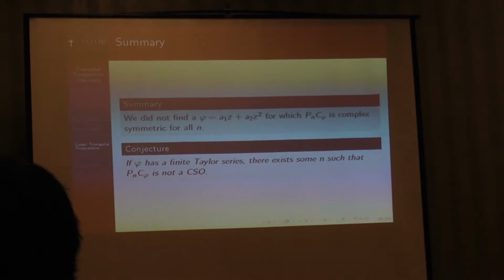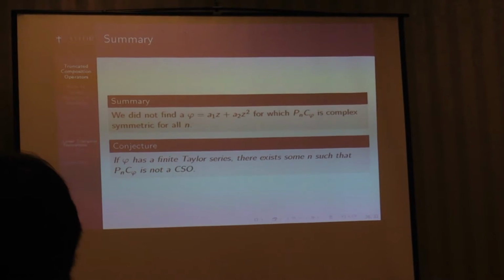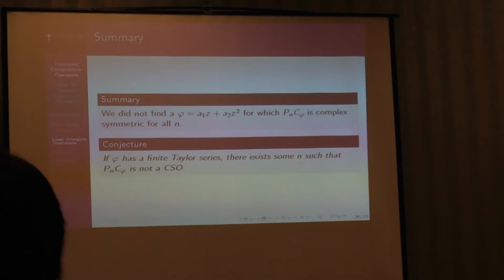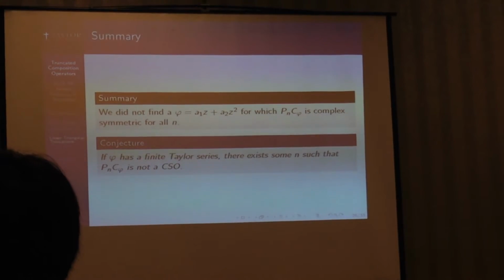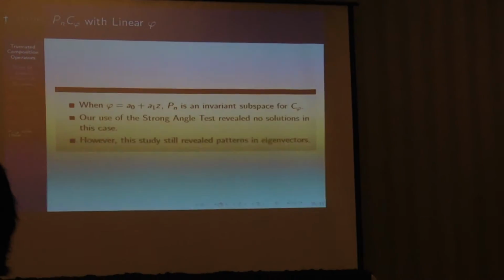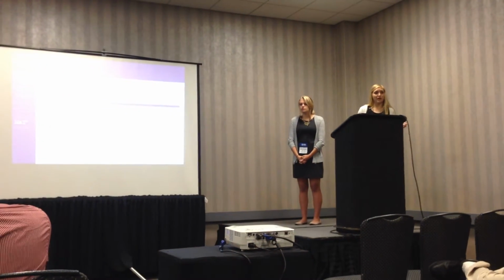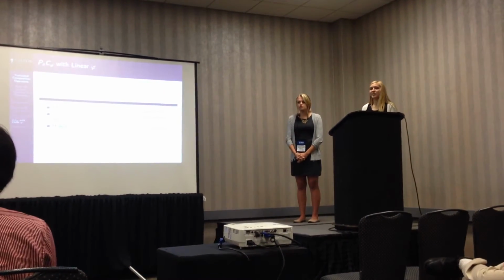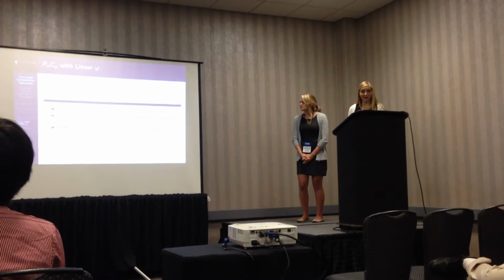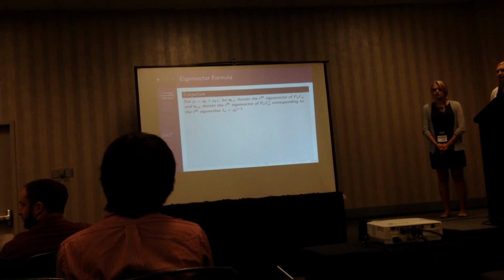We also felt that we were kind of losing a degree each time in our solution set, starting with infinitely many values and going down to 0. So we thought that perhaps if we had a finite Taylor series, this is never going to work. Then we looked at functions with a linear phi, which we thought would be interesting. And we used a strong angle test that showed that there weren't actually any solutions. But this actually showed an interesting pattern in our eigenvectors, which was kind of cool because we didn't expect that, but came along the way.